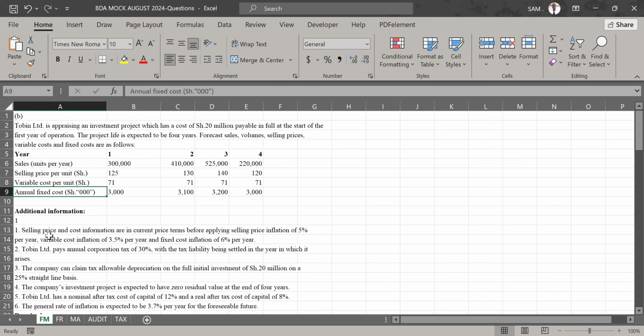So this price and cost information given, they are given in current price terms before applying inflation, variable cost inflation, and fixed cost inflation. So these are net of inflation effect on them. So we already should think, what is the effect of inflation on selling price, on variable cost, and on annual fixed cost? We know what inflation is at this level. So we are going to handle that.